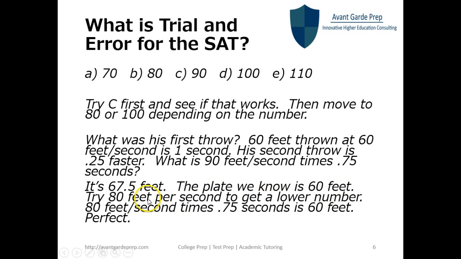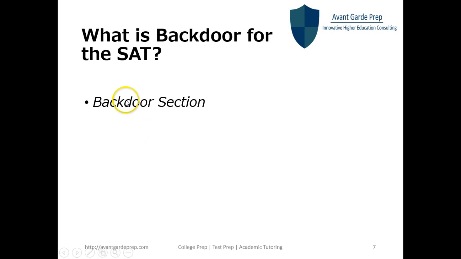So the next thing we need to do with trial and error is to choose a number that would give us an answer closer to what we know to be the right answer. So we're looking for 60. That means we need a smaller number. Instead of going to 100, the next thing you should choose to try is 80. Try 80 times 0.75 to see if you get 60 feet. And when you do that, 80 feet per second times 0.75 seconds gives us the right answer. It didn't require us to know any equations from math class.